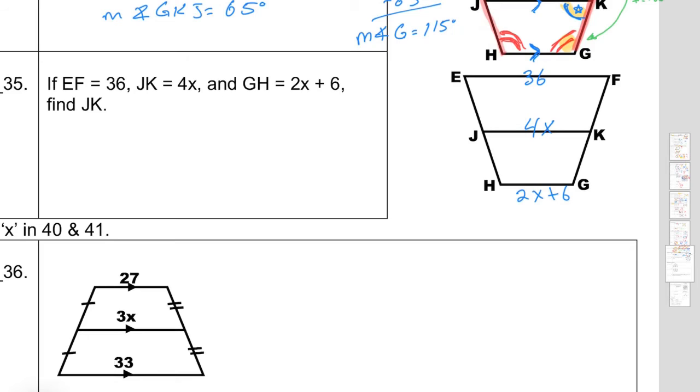Well, they're giving us JK in terms of x. So really, the only thing we got to do is figure out what is the value of x, so that all I have to do is plug it in and I get my answer. So to do that, we got to do a little bit of algebra. We know the median and we know the two bases in terms of x. So we're going to solve for x using the median equation.